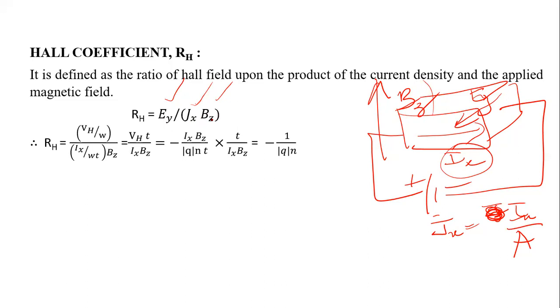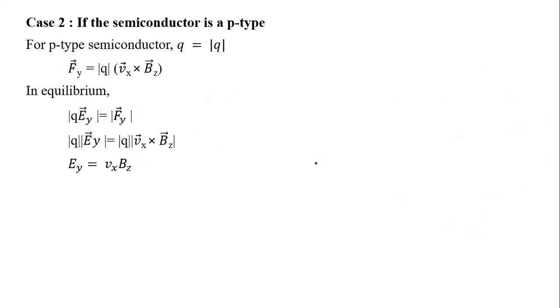Ey, as we know, is Vh upon W. Jx is Ix upon A, which is W into T. If you put all these values, substitute the Vh value and everything, subsequently you get the whole coefficient as minus 1 upon the magnitude of the charge into the number density of the charge, n. Now, if the semiconductor is p-type, the only difference here will be that q is replaced with positive mod of q.